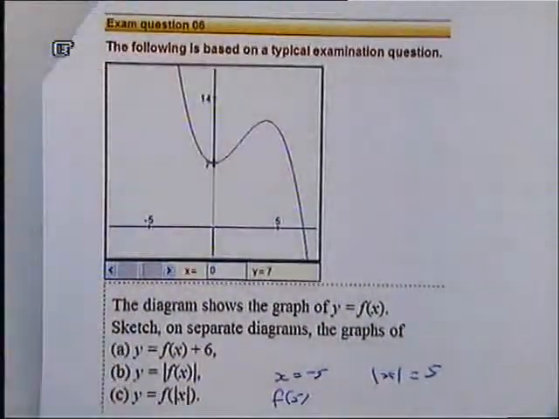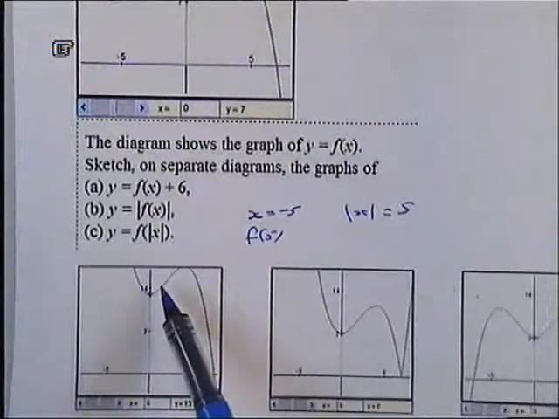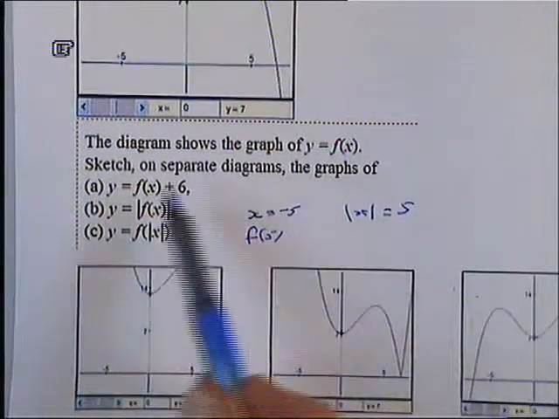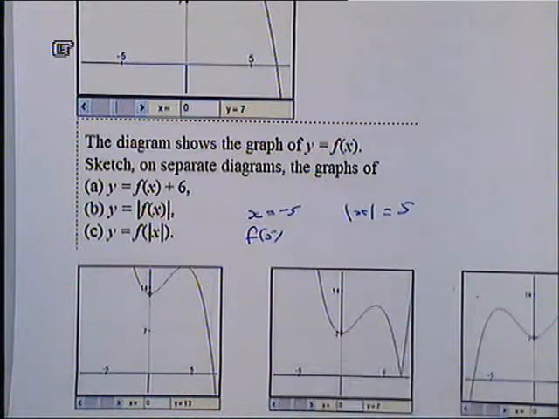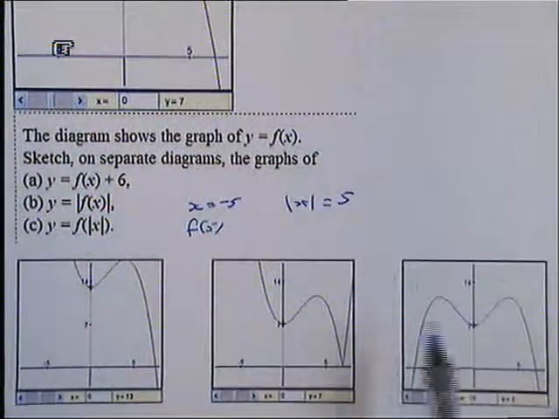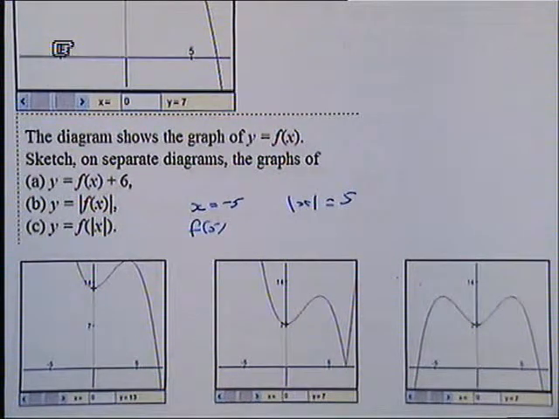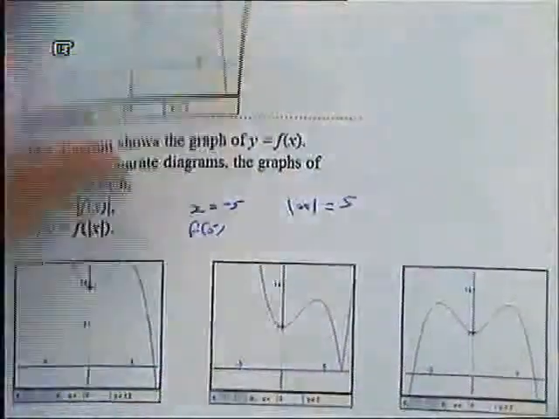So if we look at those, f of x plus 6, there we go, shifted up 6. The mod of the whole thing, that bit just gets flipped up. And mod of x, what happened on the right now happens on the left as well. The old left-hand side has just been removed. Okay? So that was that one. Right, next one.